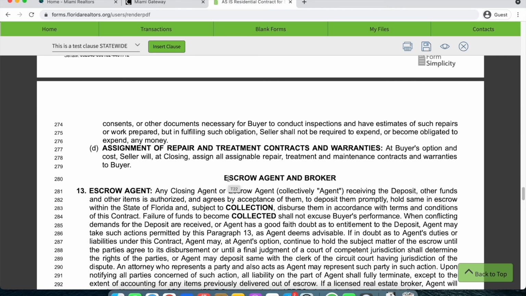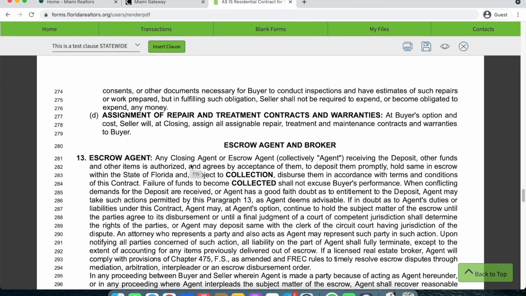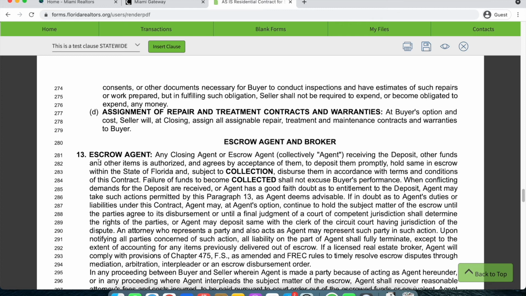Okay. D is assignment of repair or treatment contracts and warranties. The most prevalent assignment of a treatment contract that you're going to see is going to be for termites. In South Florida, termites are naturally occurring. They fly, they get into a property. A lot of people that have tented will opt to pay for the warranty after tenting to make sure they're covered for at least 5 years. And a lot of times those warranties are transferable. So it's important that you ask the seller if he has a termite treatment contract and whether it's transferable or not.